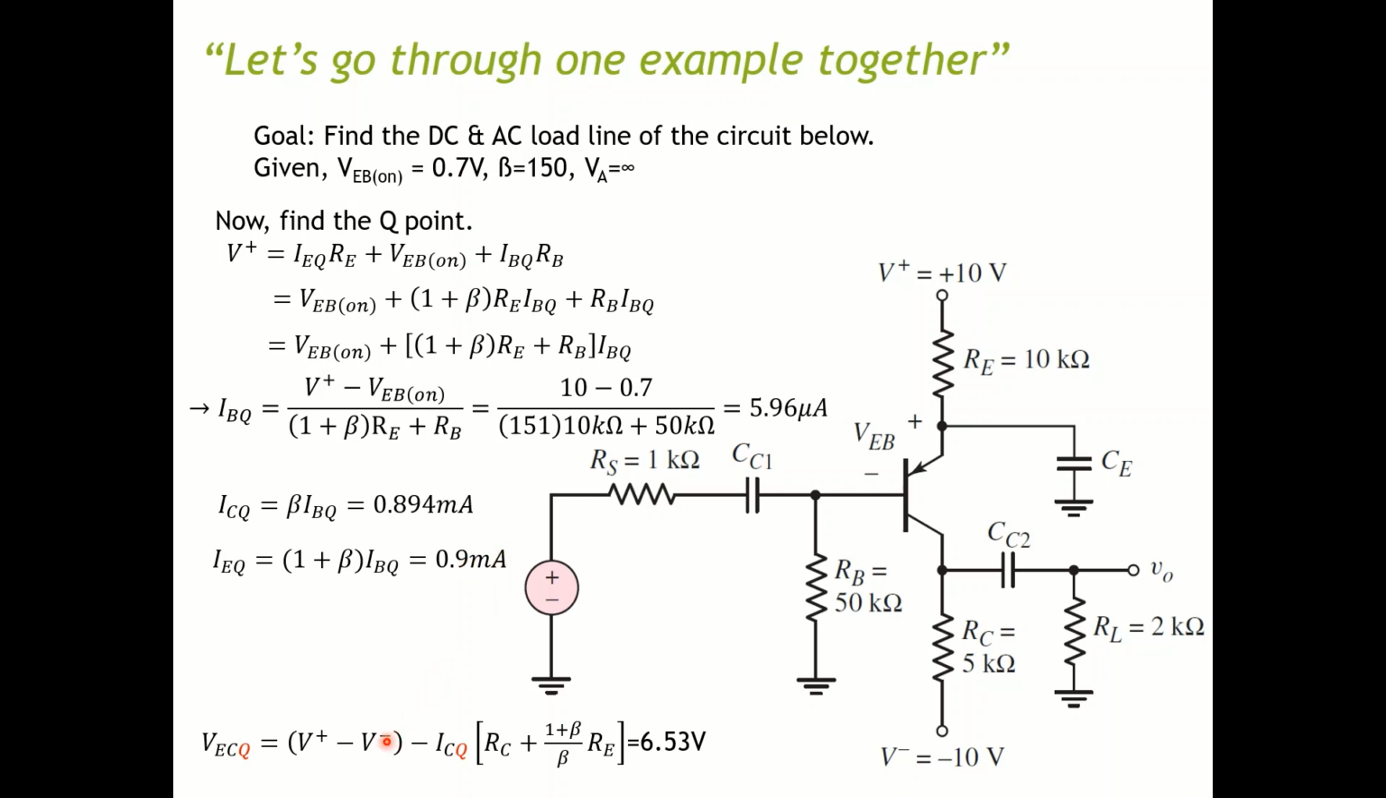Finally, for VECQ, previously we already derived an equation for VEC, right? Now you just have to put the Q point in all of the parameters. So we put in Q for VEC, so it becomes VECQ. For IC, it will become ICQ. And you plug in the rest of the numbers, then you will have 6.53 volt for VECQ.